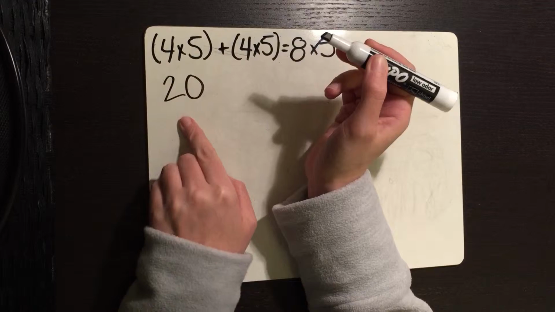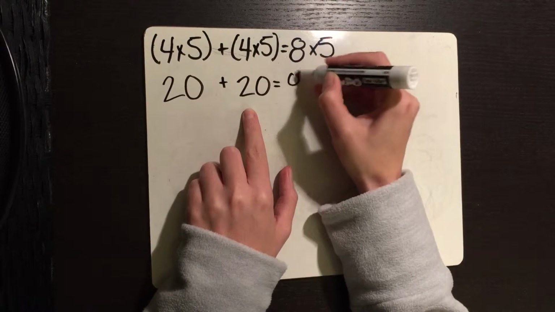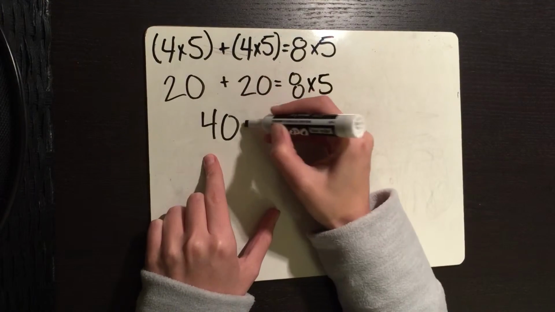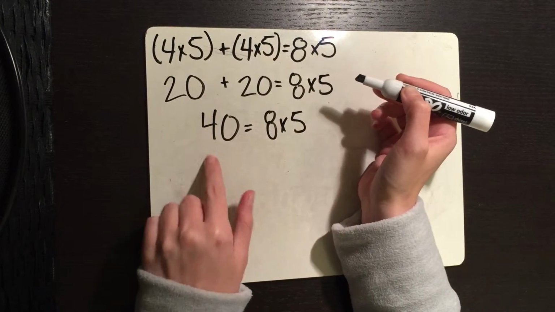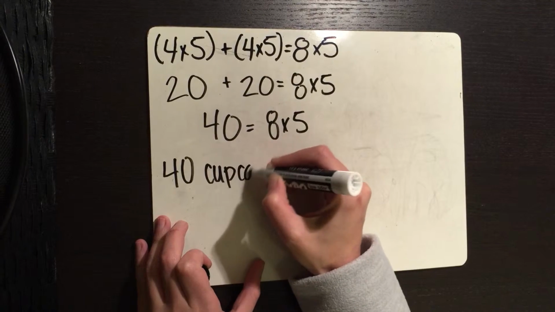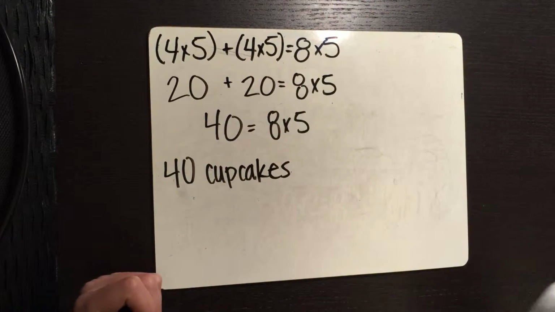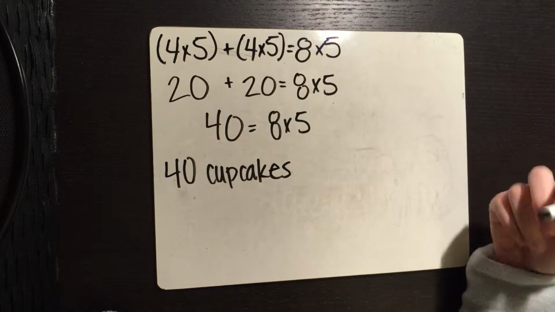So 4 times 5 is 20 plus 20 still equals 8 times 5. 20 plus 20 is 40. So we know that 8 times 5 equals 40, and her answer would be that she makes 40 cupcakes for the birthday party. Now, if I've done that, I still have not explained each step in words. So this is when I have to go back and write my thinking.